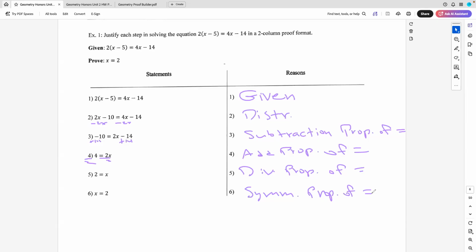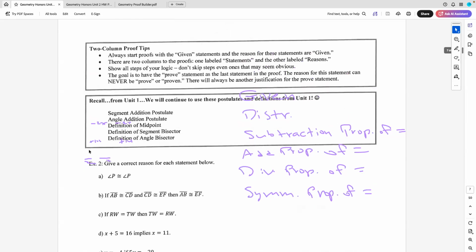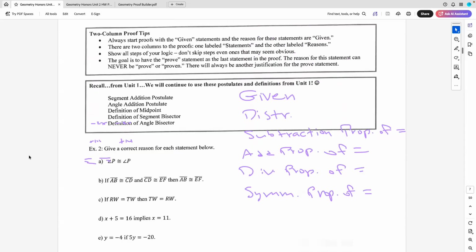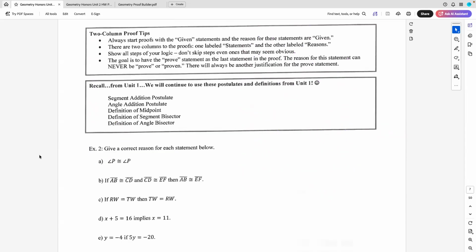So anyhow, do those reasons make sense? Cool. Okay, let's keep going. Now we'll actually do more geometry stuff. So that was your first proof. Okay, so the two-column proof. Typically, the first step's going to be given. Given means it's provided to you. It's the first step.